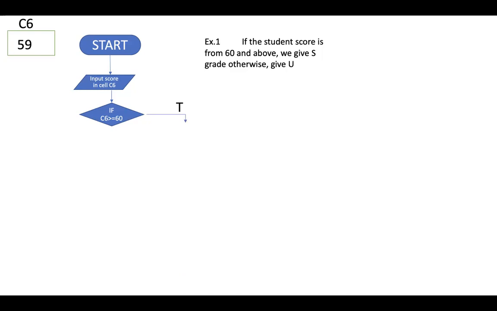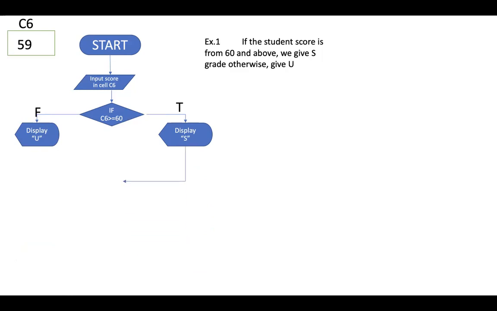In this one I branch out the right-hand side to represent the stream of being true, if C6 is greater than or equal to 60 equals true. Then on the left-hand side I represent the false way. From the problem, if it fulfills this condition we give S, so in case of true we display S. On the false side we display U instead. Because we give S or U, in this case I want to display only, so I put display S or display U.